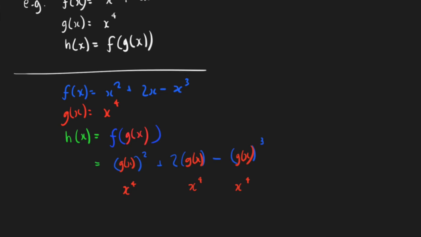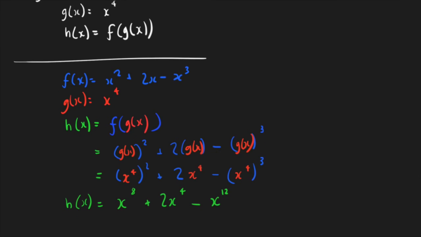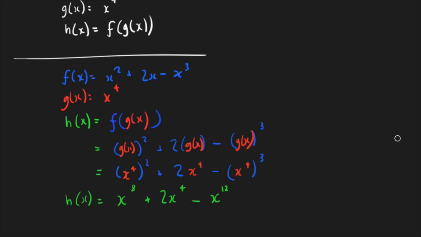If I were to write that, that would be x to the power 4 squared plus 2x to the power 4 minus x to the power 4 cubed. And of course, if we expand all that out, that becomes x to the power 8 plus 2x to the power 4 minus x to the power 12. So in this video, I just wanted to show you the process of subbing one function into the other function, because some students do find that a little bit challenging just because they haven't seen it before. But now that you've seen it, hopefully you have a better understanding of how to do that.